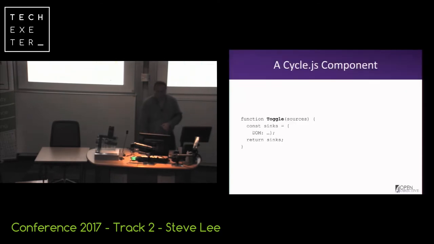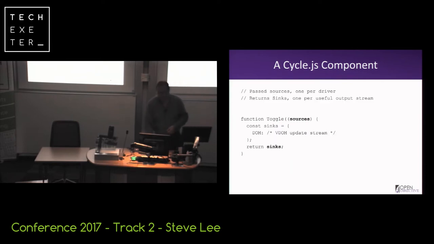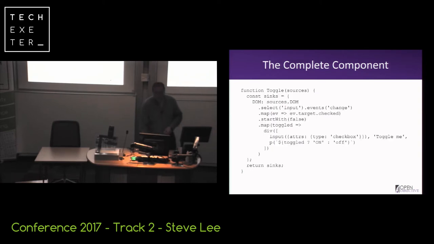Okay, so here's a component, well, a skeleton of a component. Again, it's just a function called Toggle. It takes in the sources, which is just a collection of basically one per driver, and it returns another collection or object, if you like, which is the sinks. In this case, we're interested in the DOM inputs, and we output DOM virtual nodes.